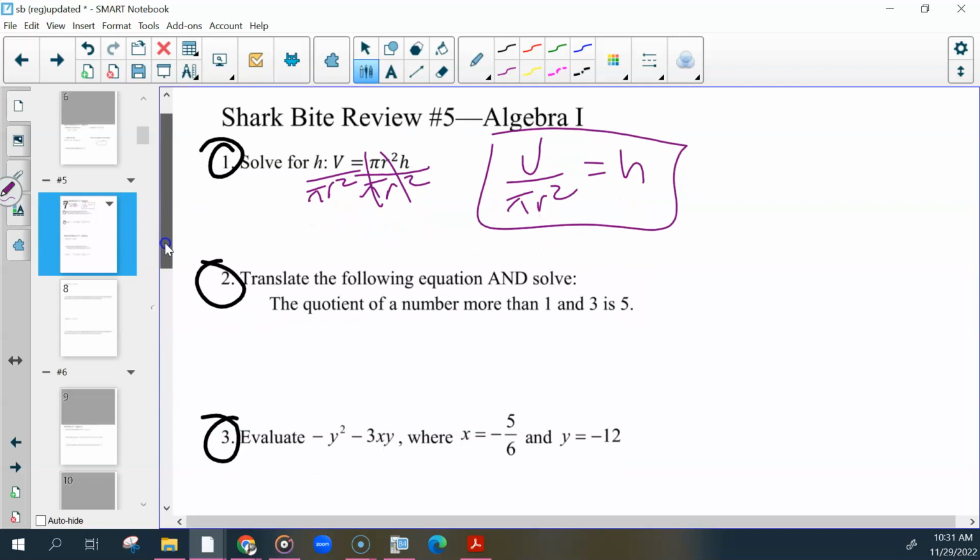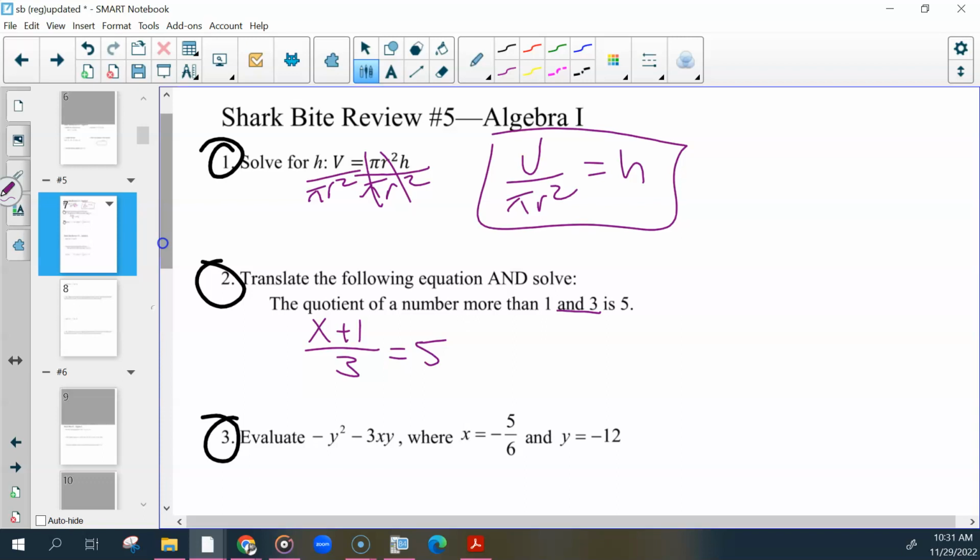For number 2, this is translate and solve. So we have to put it from words to math and then solve it. So the quotient means we're dividing. Of a number is some variable. Pick whatever variable you want. So let's say x. So the quotient of a number more than 1, so we're adding 1. The and 3 is telling us we're dividing by that 3. And then is 5 is equal to 5 would be our equation.